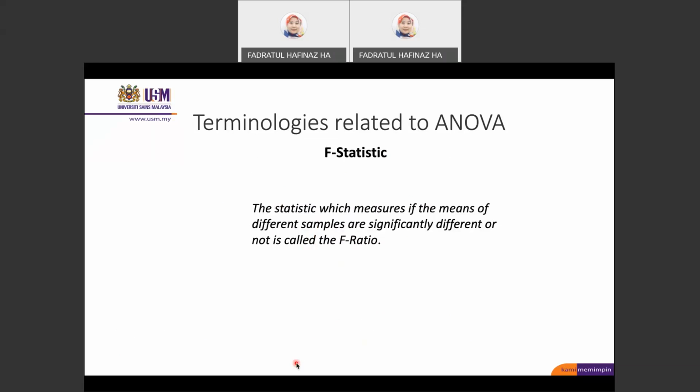Another terminology in ANOVA is the F statistic. The statistic here, which measures whether the means of different samples are significantly different or not, is called the F ratio. A lower value of the F ratio means the sample means are more similar. In that case, we cannot reject the null hypothesis. Remember what the null hypothesis is in ANOVA? It is when all the means of the samples are equal.